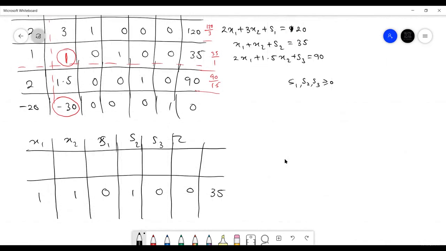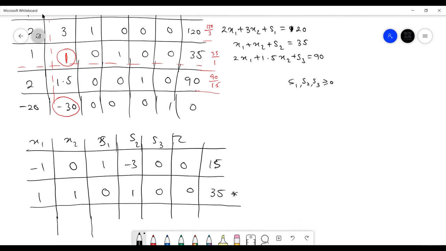Now this 3 has to be 0. In that case, you have to multiply the second row by 3 and subtract from the first row. So this becomes minus 1, this becomes 0, this becomes 1, here becomes minus 3, this is 0, 0. When you multiply this by 3, you get 105, so 120 minus 105 is 15. Similarly, you have to make every other thing 0 in the second column.